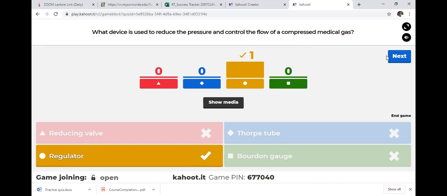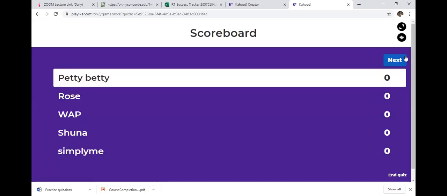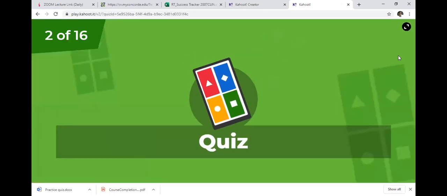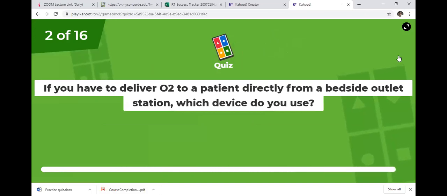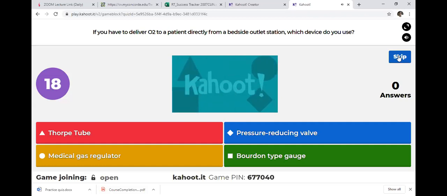All right, let's try the next question. Here we go. So scoreboard, Petty Betty on top. All right. You have to deliver an O2 to a patient directly from the bedside outlet station. Which device do you use? So if I'm trying to hook oxygen up to a patient directly from the wall, what am I using?